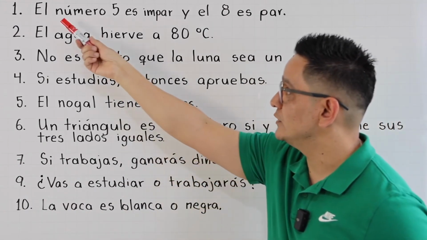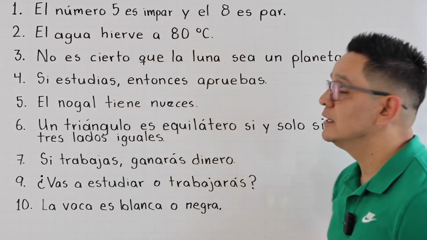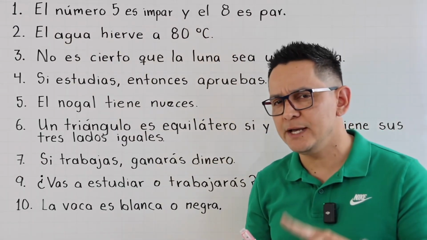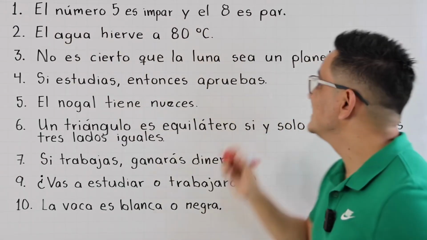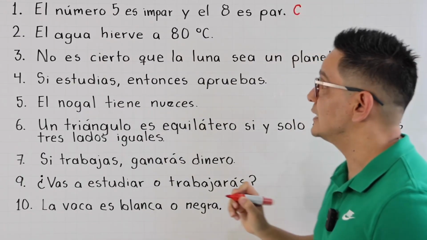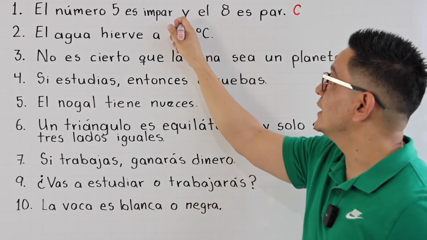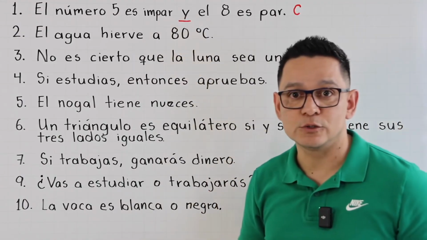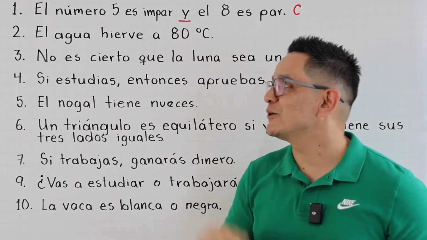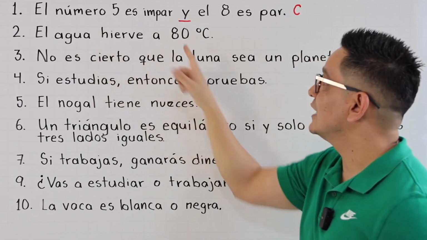Exercise number 1. The number 5 is odd and 8 is even. Is this a simple proposition or a compound one? Very good. This is a compound proposition, so we put a C. Now we also have to underline the logical connector, which in this case is and. Done. Simple, right? Let's go to exercise number 2, which says, water boils at 80 degrees Celsius.